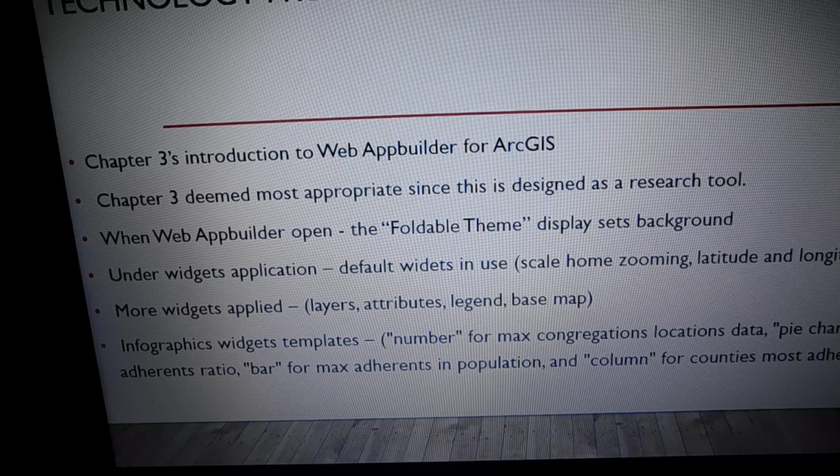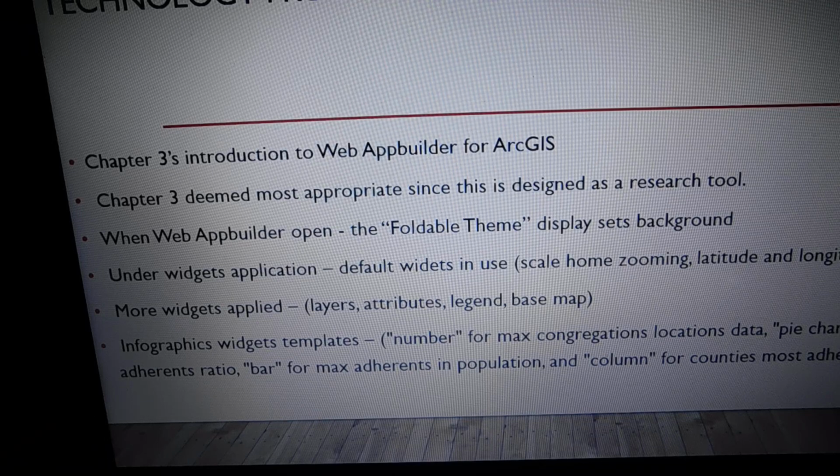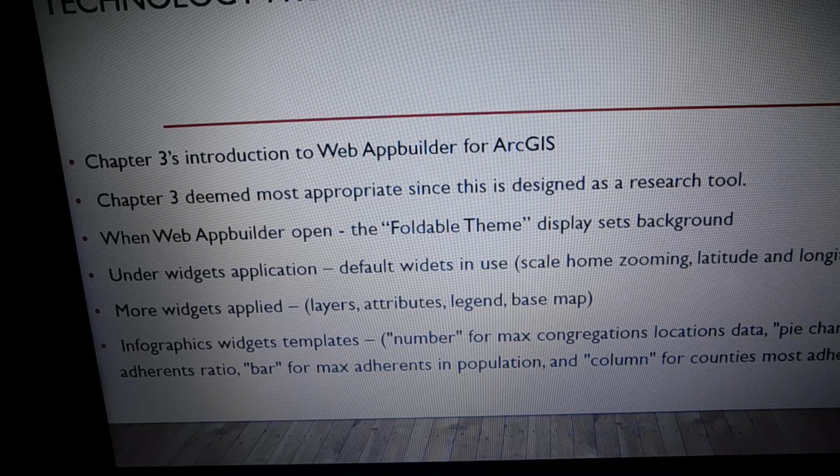For example, when you look into the infographic templates, there's a template for number, pie chart, bar, and column. So in my case, I use number for the max congregations locations data. Next, I use pie chart for max adherence ratio. Next, bar for max adherence in population. And lastly, column for counties' most adherence data, which we're going to take a look at.